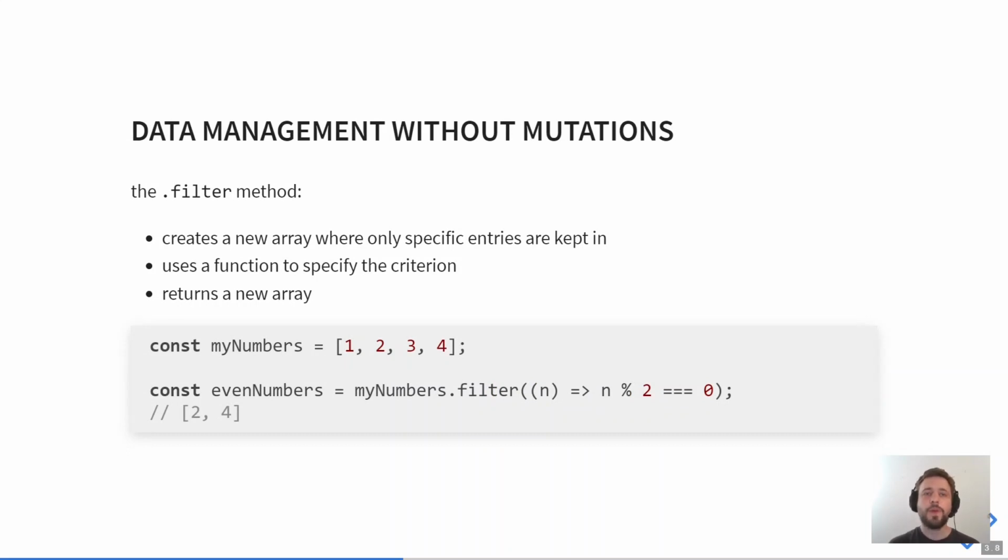The filter method can be used to filter out some elements and only keep certain elements in the resulting array. For specifying the criterion for inclusion in the array, a function can be provided. The function will receive an element and return either true or false, which will determine whether the element will be included in the result. In the example here, we provide an arrow function that tests whether a value is even or not.